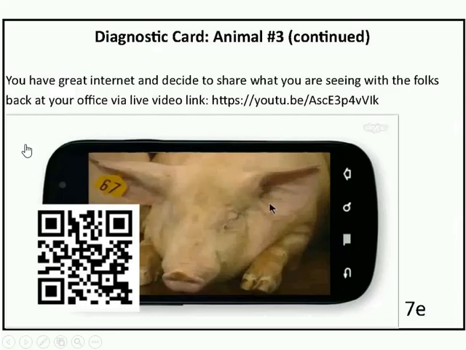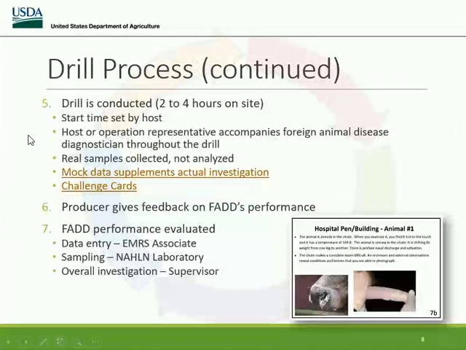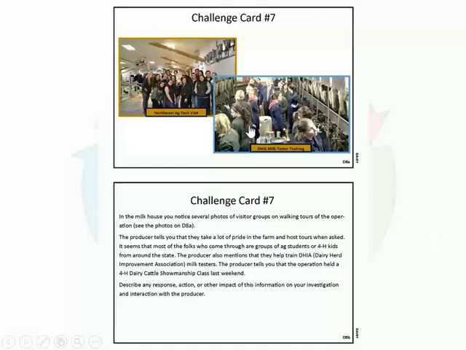Because a lot of these investigations, especially for the more experienced FADDs, might get to be routine, or FADDs may want to do these more than once. They might want to come back every year, every other year. We also have foreign animal disease diagnosticians complete what we call challenges. We'll give them 2 challenge cards, depending on whether it be species specific. This is an example of a challenge card. Generally, there are pictures that go along with it, then text. Again, we present a situation where the FADD needs to identify what they would do. What a FADD would do in this case for challenge card 7 is write down in a paragraph or two what they would do based on the description, and that information would be included in the evaluation.